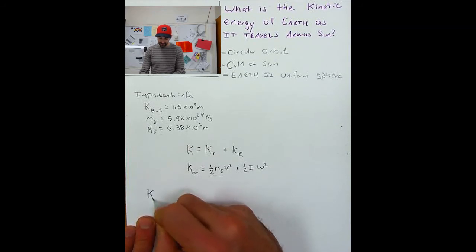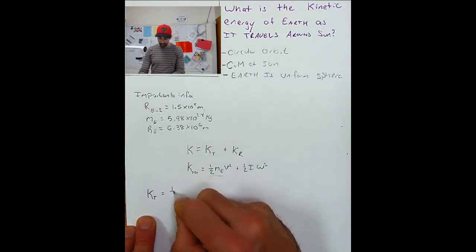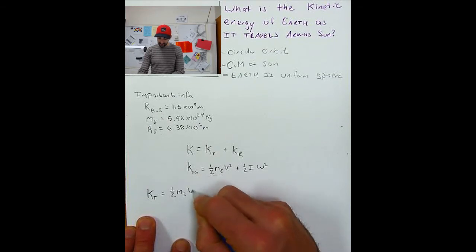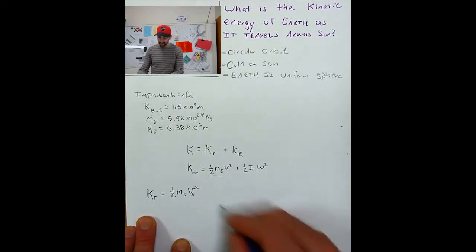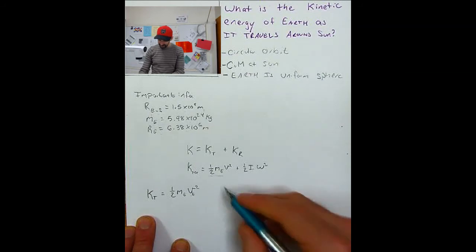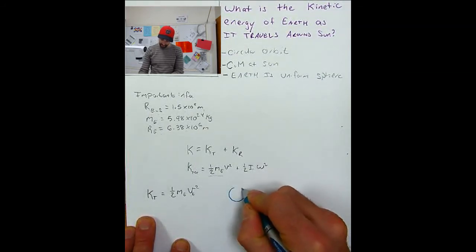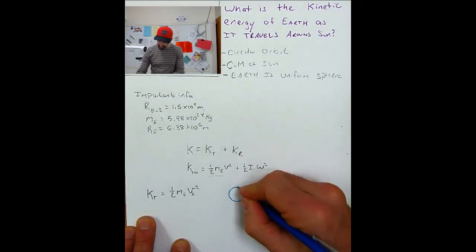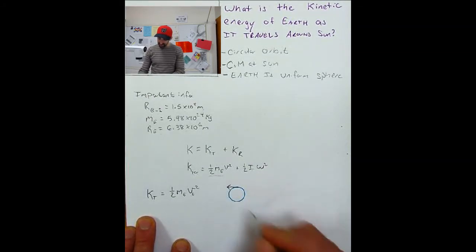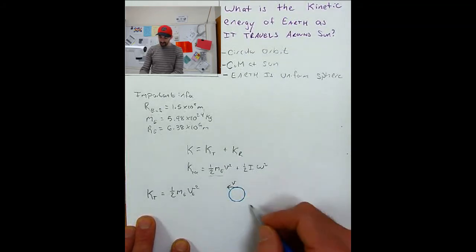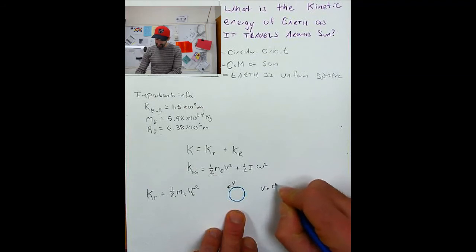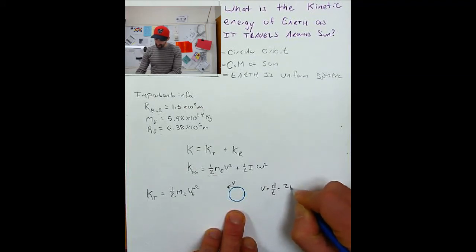So my translational kinetic energy is going to be just 1/2 the mass of the Earth times the velocity of the Earth going around that circle squared. Well, how do I get that velocity of the Earth? The Earth is traveling in this nice little circular orbit, a pretty good circle. So if I have a tangential velocity that I'll call v, I can solve that because I know the distance around my circle is 2 pi r, or the circumference, and then I know the time. So I know velocity is distance divided by time, which is 2 pi r divided by t.